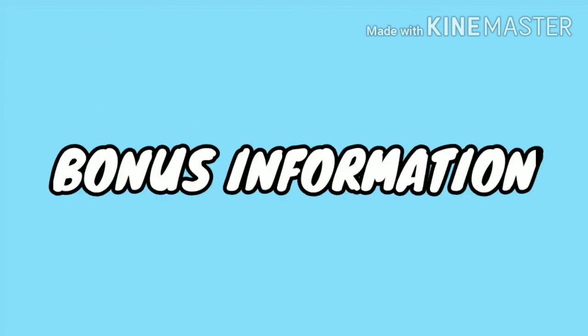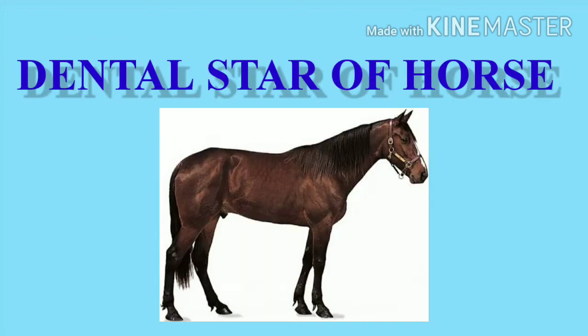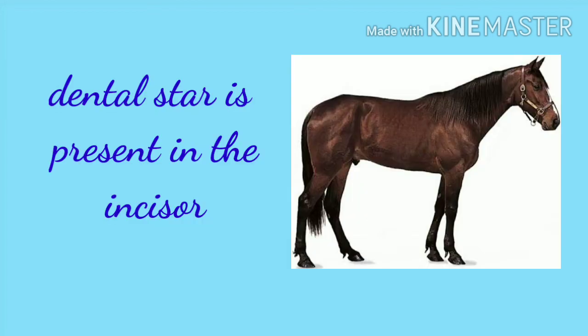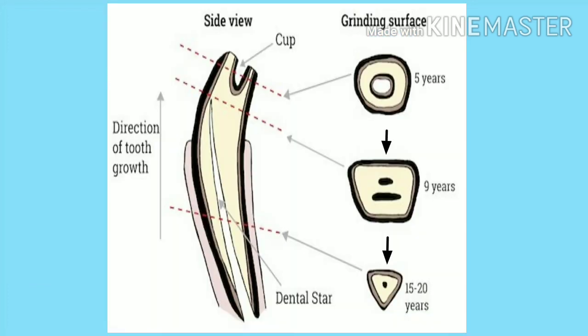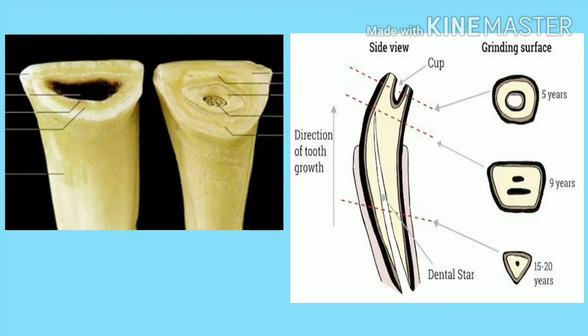And lastly, I will give you a bonus information about dental star of the horse. The dental star is present in the incisors. As a result of wearing of teeth, the occlusal surface of the incisor changes, in which the cup gets smaller and finally disappears, and the dental star changes from a line to a large round spot, as you can see in the figure.